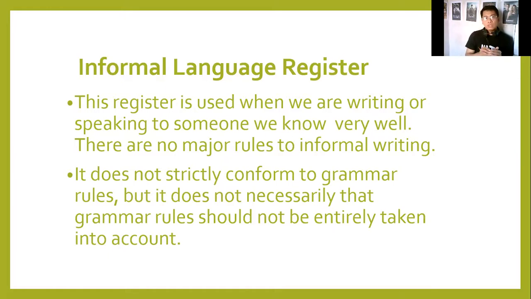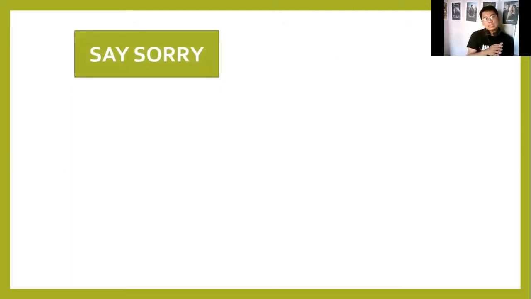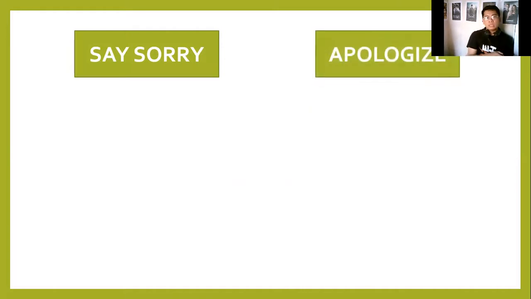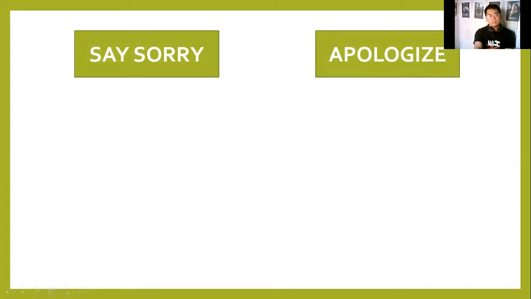So this time, I will be showing you some examples of formal and informal language and how to use formal language compared to the informal language. So the first one is say sorry. Say sorry is an informal language. So what is the formal language for say sorry? So we use apologize. So the formal language used to replace say sorry is apologize.